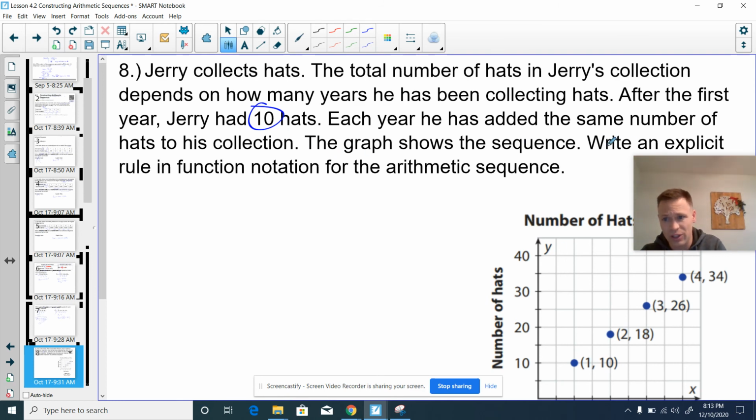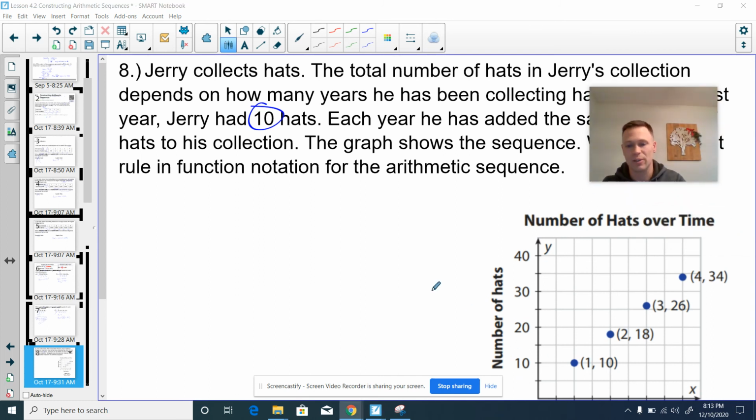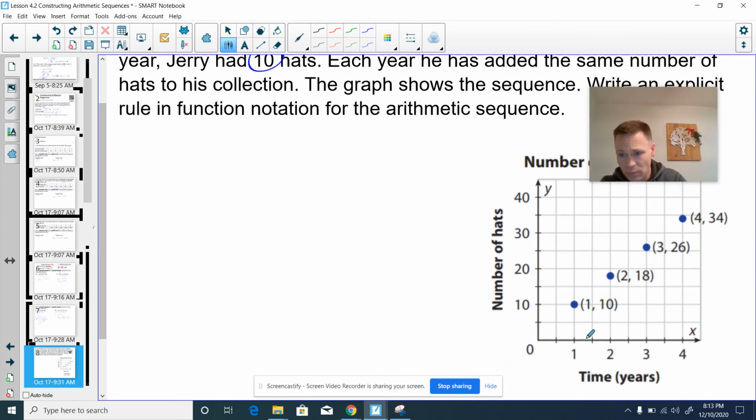So the graph shows the sequence. It says write an explicit rule and function notation for the arithmetic sequence. So again, we know that it's an arithmetic sequence, so we're adding a common difference. We just have to figure out what that common difference is. So x represents time in years, and y represents the hats here.